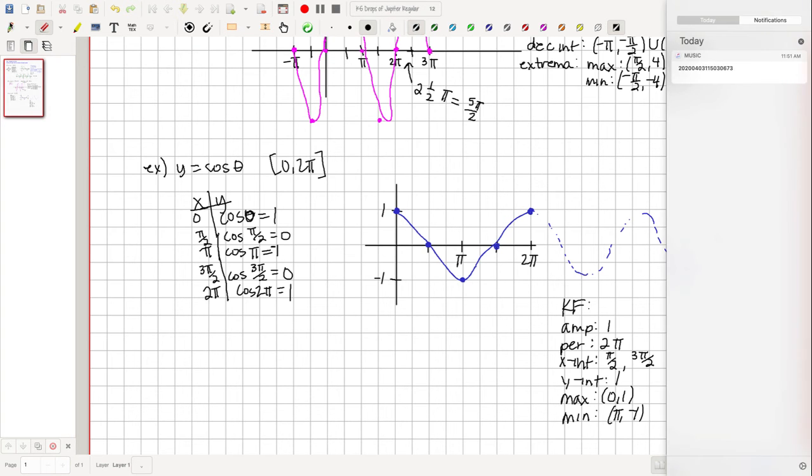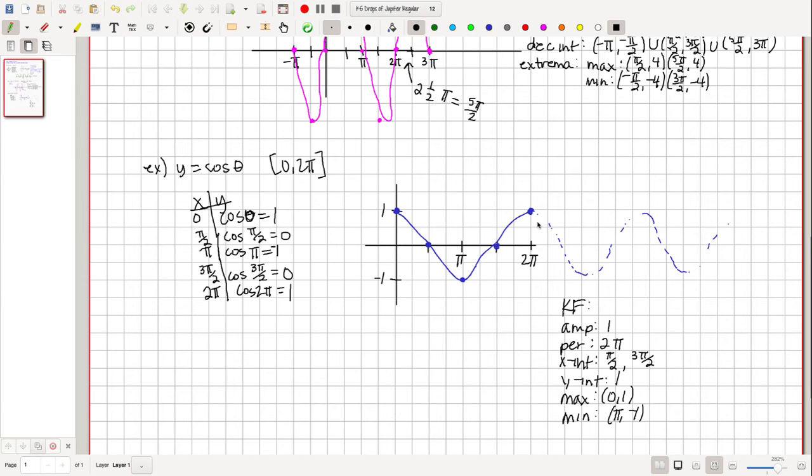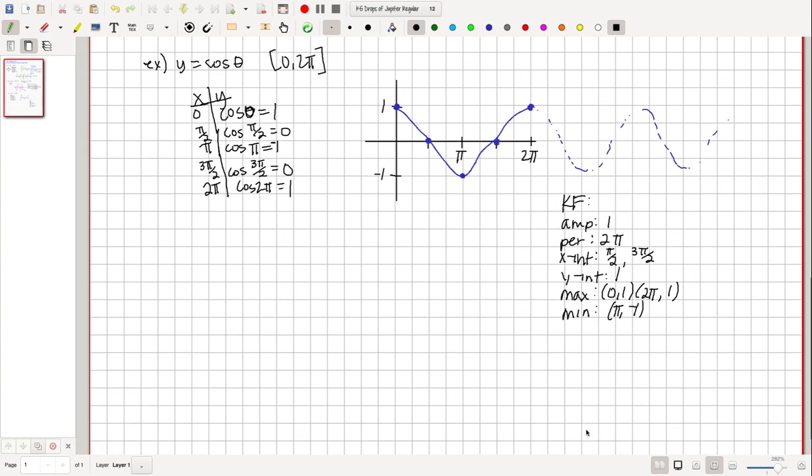Okay, so that second maximum, let's fix that. That second maximum is right here. The x coordinate is 2 pi. The y coordinate is 1. So that looks a little bit better. Minimum we said was at pi, -1. We also need increasing interval, decreasing interval.